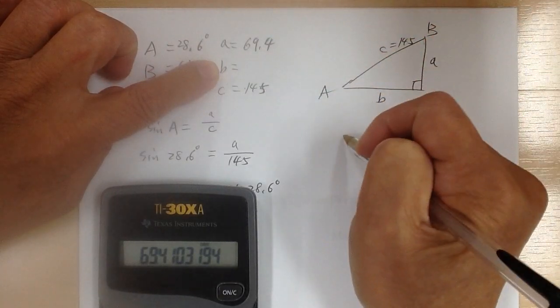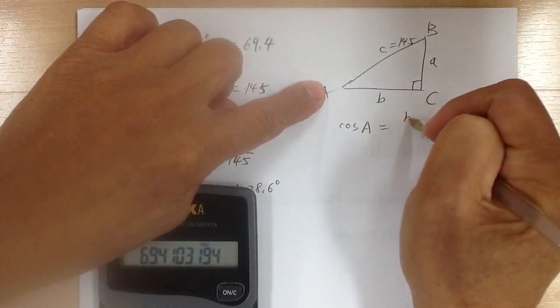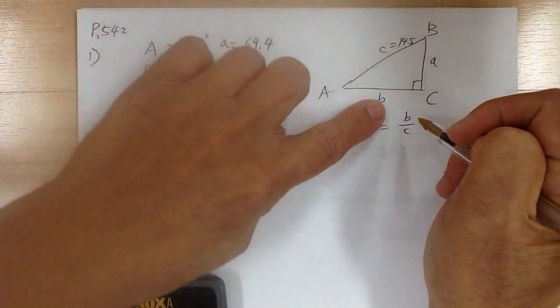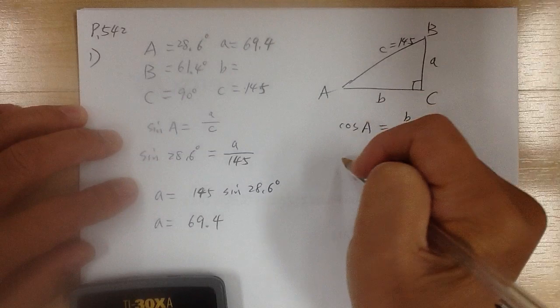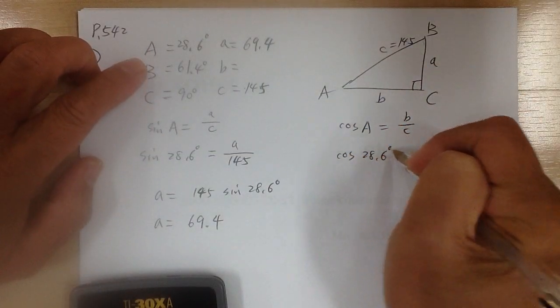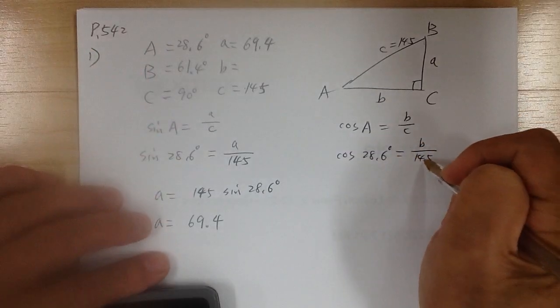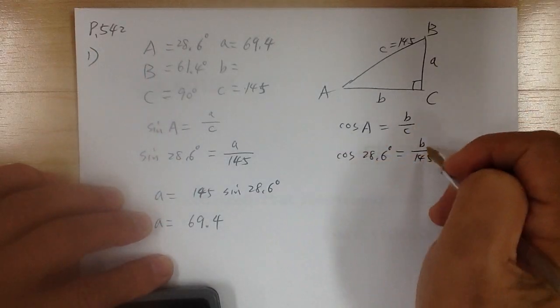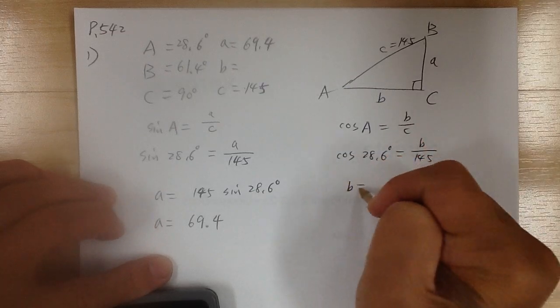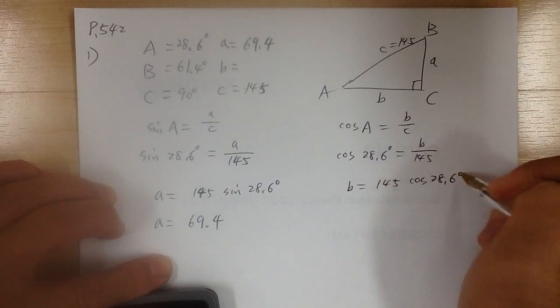So this one you're going to use cosine. So cosine of A will equal b over c. Right? Cosine is adjacent over hypotenuse. And you substitute things in. So you got cosine of 28.6 degrees equal to b over 145. Okay. You can cross multiply. Okay, so you got b equal to 145 cosine of 28.6 degrees.